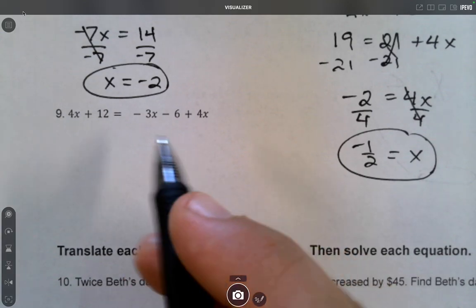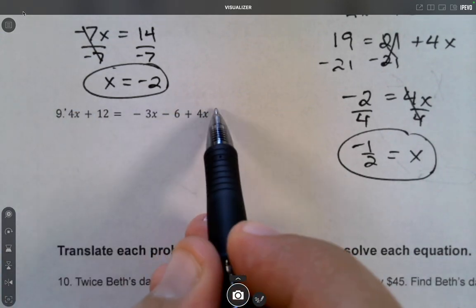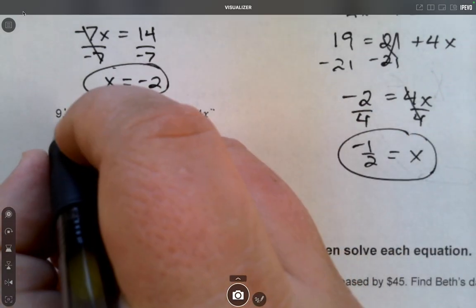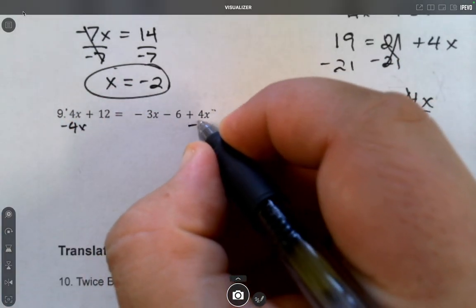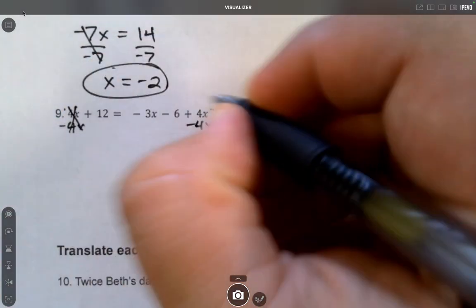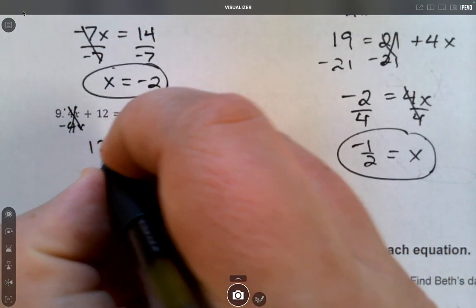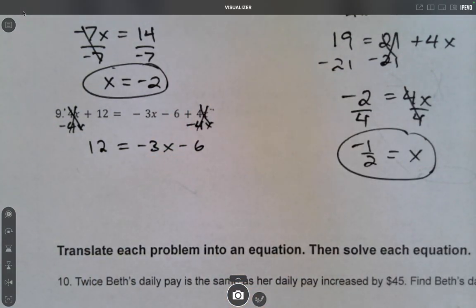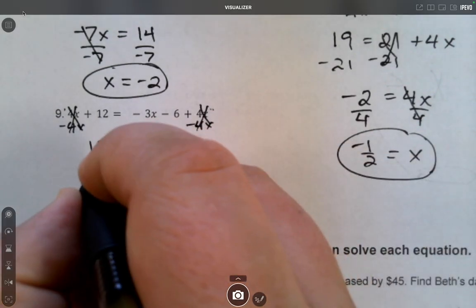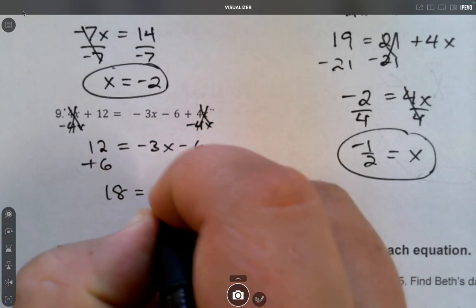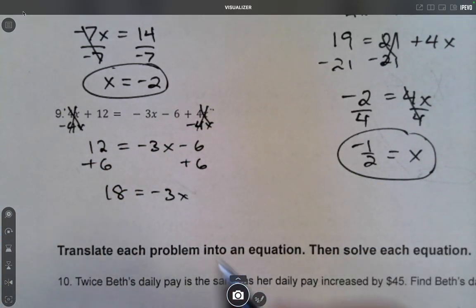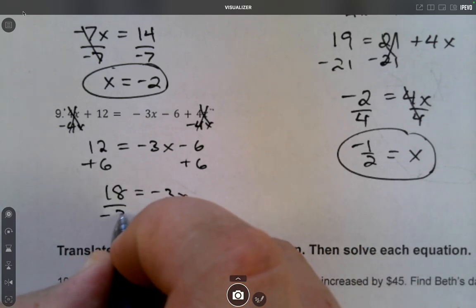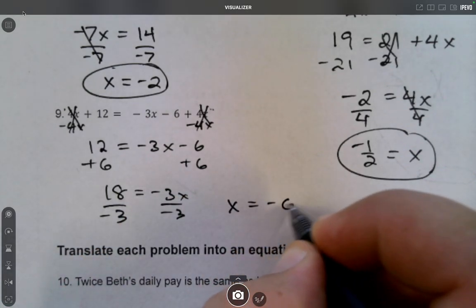When I see this problem, what I notice is there's a 4x right here and a 4x right here. So I can get rid of them both pretty quickly by just subtracting 4x from both sides. So that looks a lot simpler of a problem very quickly because I was able to just get rid of those 4x's. Then I'll add 6 to both sides. Divide both sides by negative 3, and I get that x equals negative 6.